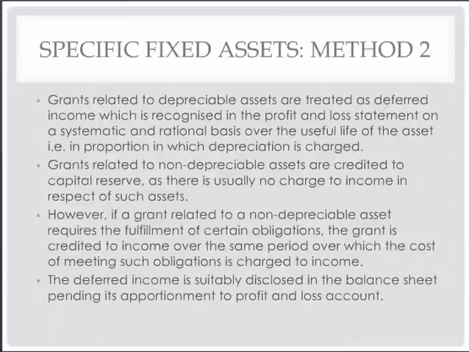And lastly, the deferred income is suitably disclosed in the balance sheet pending its appropriate apportionment to the profit and loss account. That means this unamortized deferred income, the deferred income which is not yet taken to P&L, is disclosed in the balance sheet till the time it is taken to P&L. Let us take an example to understand this method.